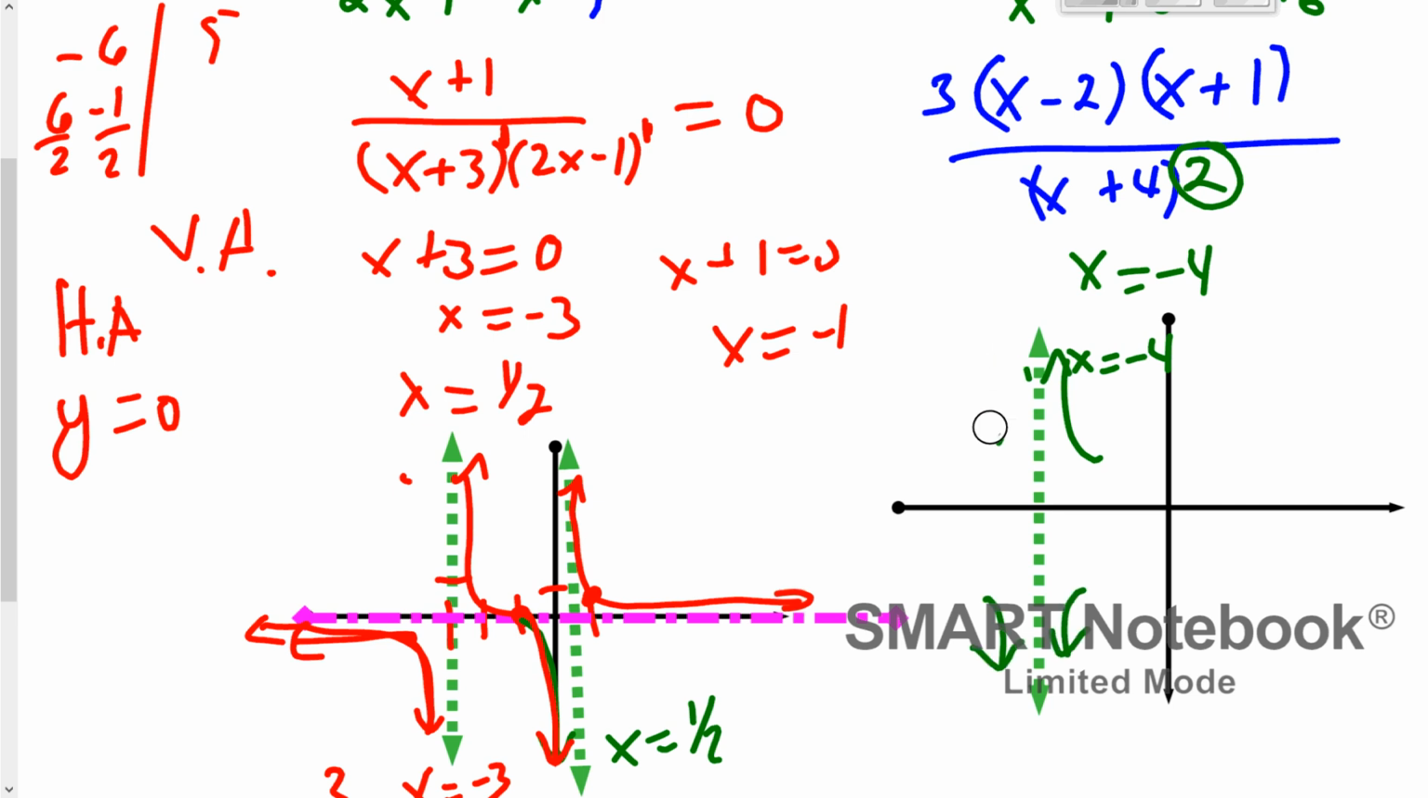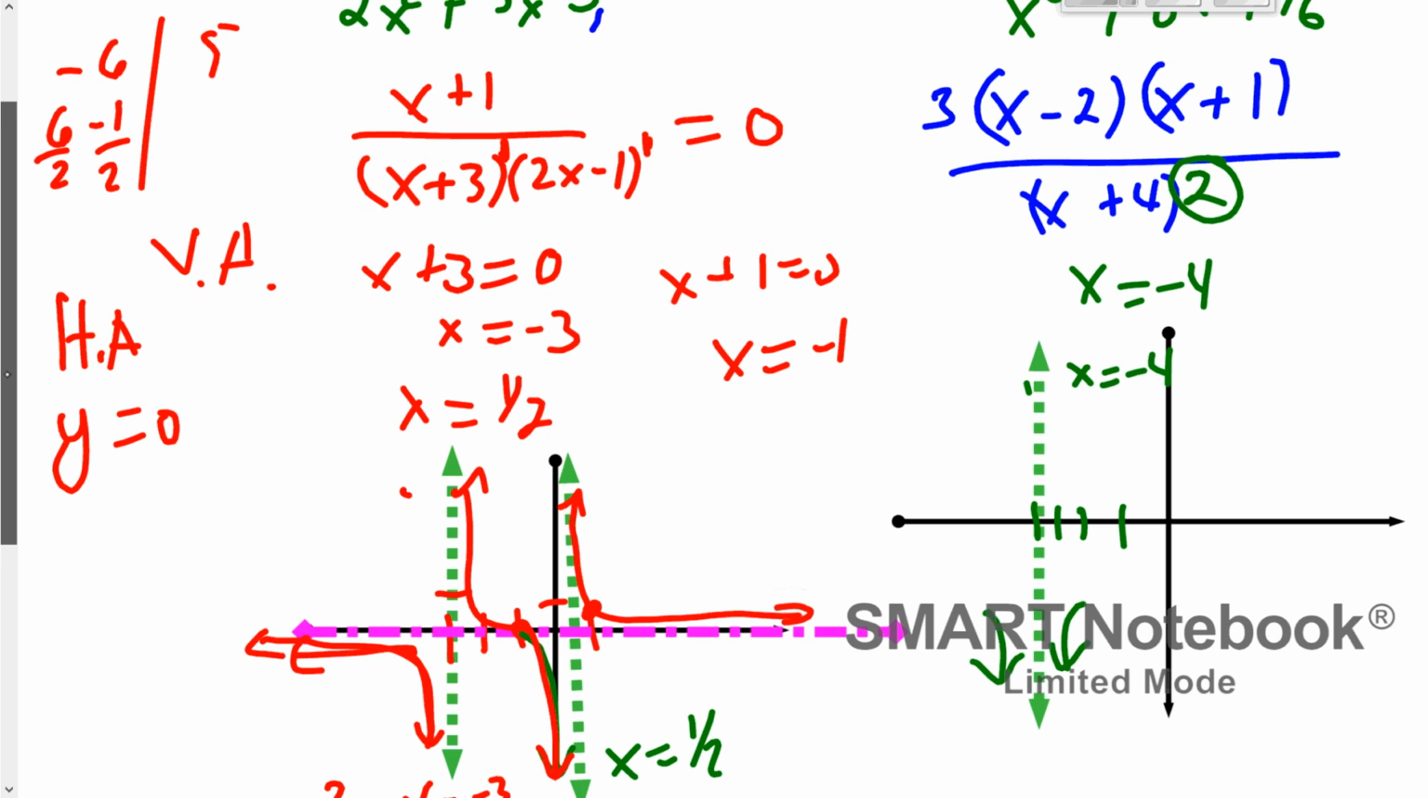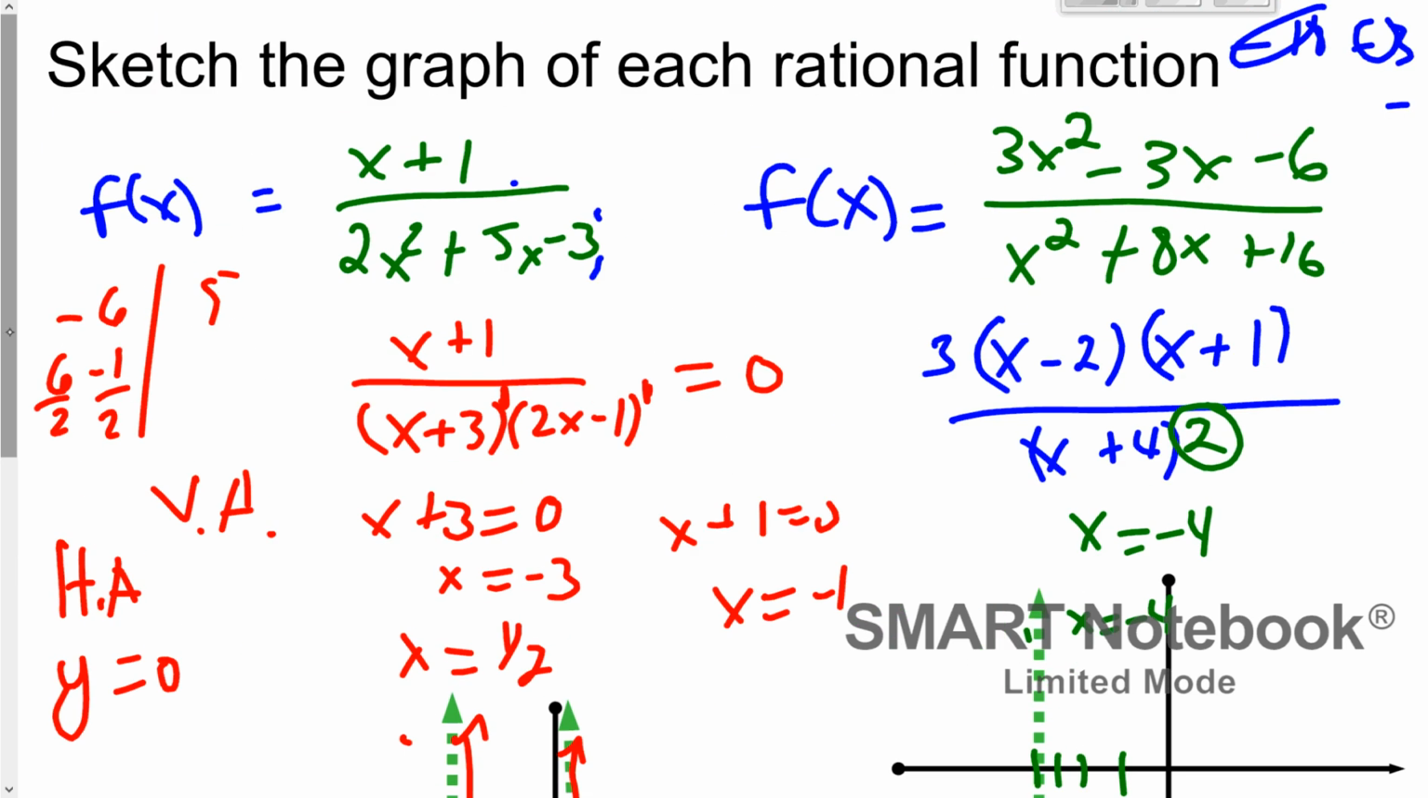Okay, so then we just need to find our horizontal asymptote and go from there. For the horizontal asymptote, we have to look at the degree of the denominator and the degree of the numerator. They're both the same, so we take the fraction of the coefficients, 3 over 1. So y equals 3 is your horizontal asymptote.